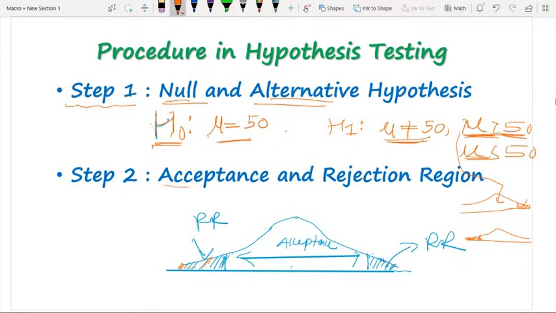So the second step is the acceptance and rejection region. As I just talked about, the acceptance and rejection region depends on whether we have formulated the two-sided alternative hypothesis or one-sided alternative hypothesis. Besides that, the acceptance and rejection region depends upon the level of confidence that we want to maintain.